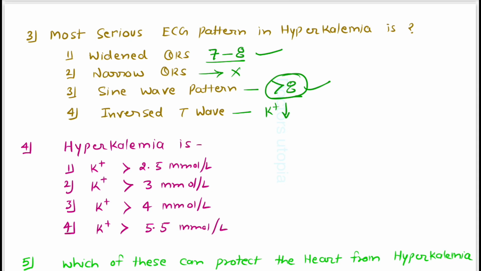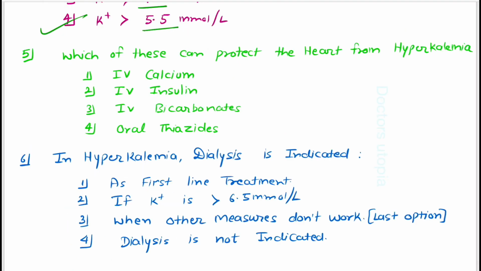Fourth question is hyperkalemia is potassium level more than 2.5, more than 3, more than 4, more than 5.5. It's more than 5.5. Fifth question, which of these can protect the heart from hyperkalemia? IV calcium, IV insulin, IV bicarbonates, oral thiazides.